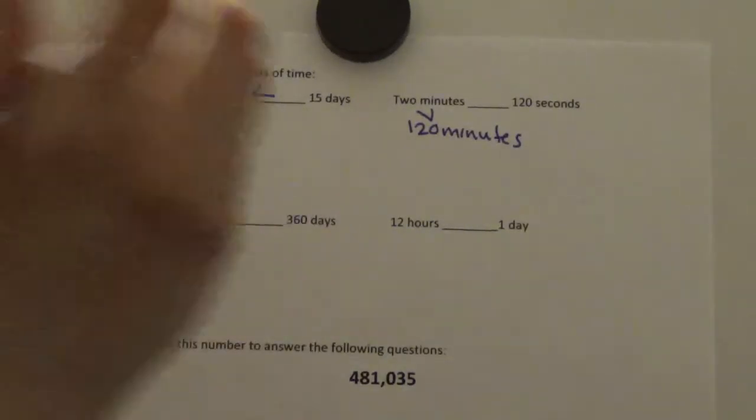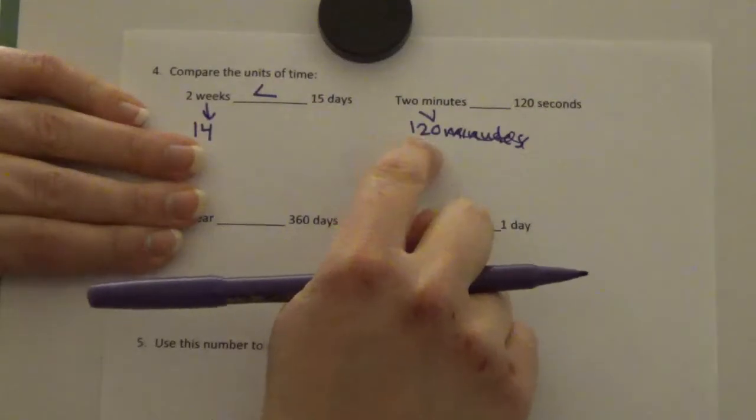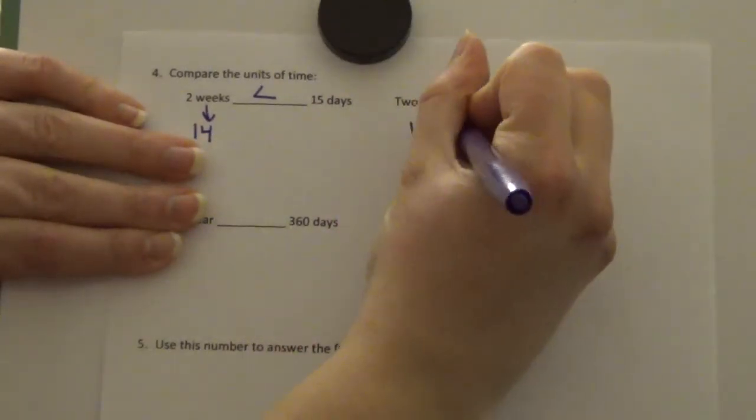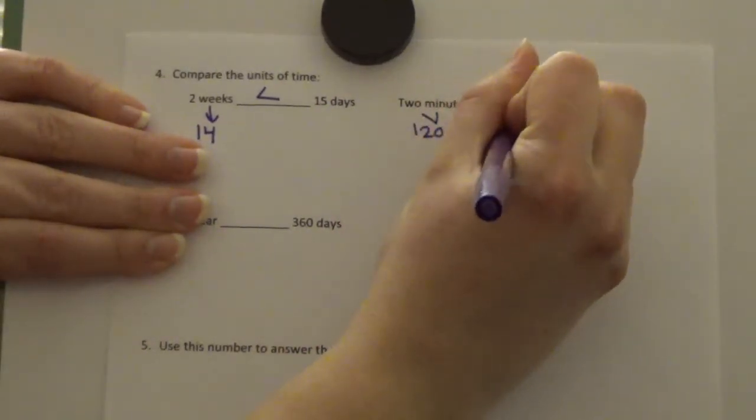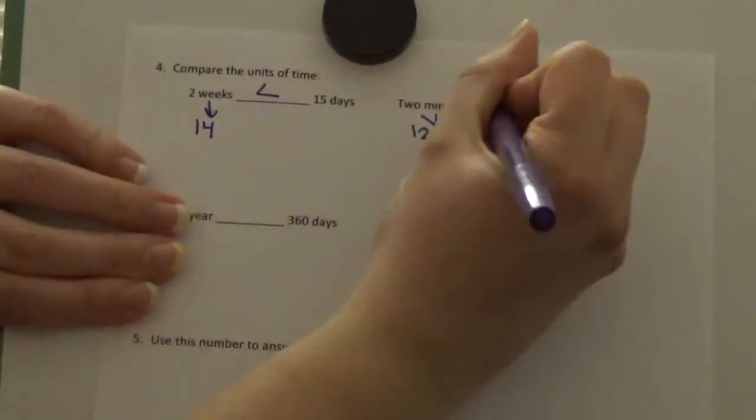Oh, and I made a mistake here. I do this sometimes. 2 minutes does not equal 120 minutes. That doesn't make sense. It equals 120 seconds because there are 60 seconds in 1 minute. So 120 seconds, is it bigger than, smaller than, or equal to 120 seconds? Hopefully you realize it's equal to. It's the same.